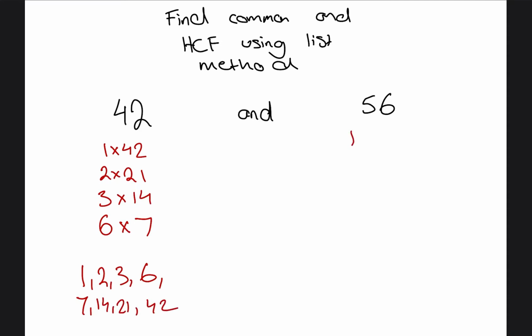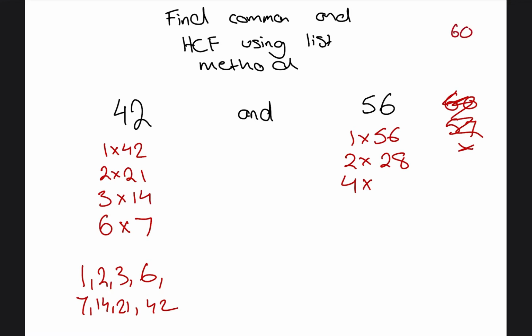And same for 56, 1 times 56, 2 times 28. Does 3 go into it? No, and we can always check that. We know 3 goes into 57, so it doesn't go into 56. Let's just get rid of that. 4 does. Again, we know 4 goes into 60 because 4 times 15, so go back 1 and it'd be 56, minus 4. So 4 times 14. And then what else do we have?